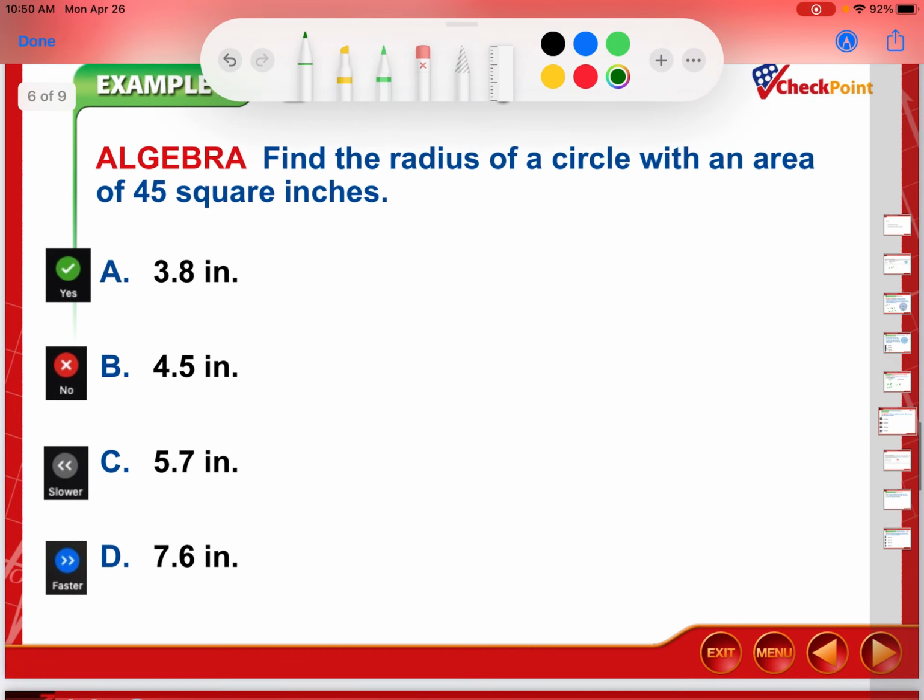Alright, so we can backwards engineer that as well. Find the radius of a circle with an area of 45 square inches. So 45 equals pi r squared. Divide by pi again. Then we would take the square root of each side, and that's going to give us our radius. So 45 divided by pi equals, second answer, square root, and we get, oh no, it didn't do it right. 45 divided by pi equals, square root, second answer, equals, lovely, 3.8.